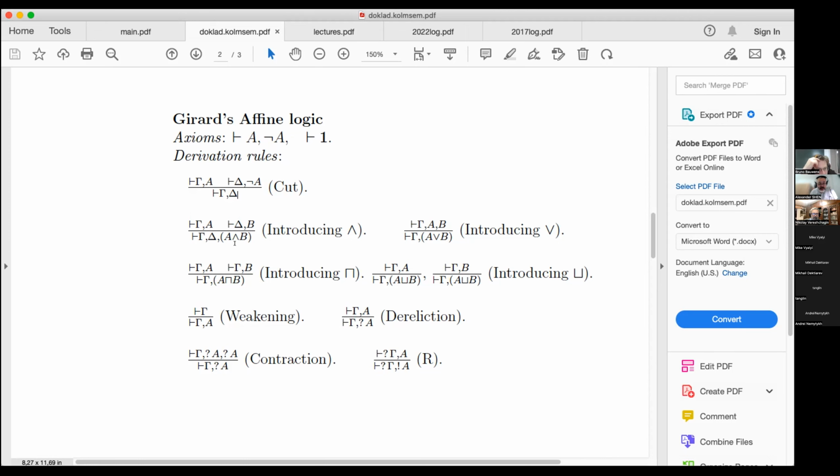There are a lot of rules. We should look at them one by one. So the cut is kind of this. And then we can introduce this AND and OR, and also introduce this AND and OR.